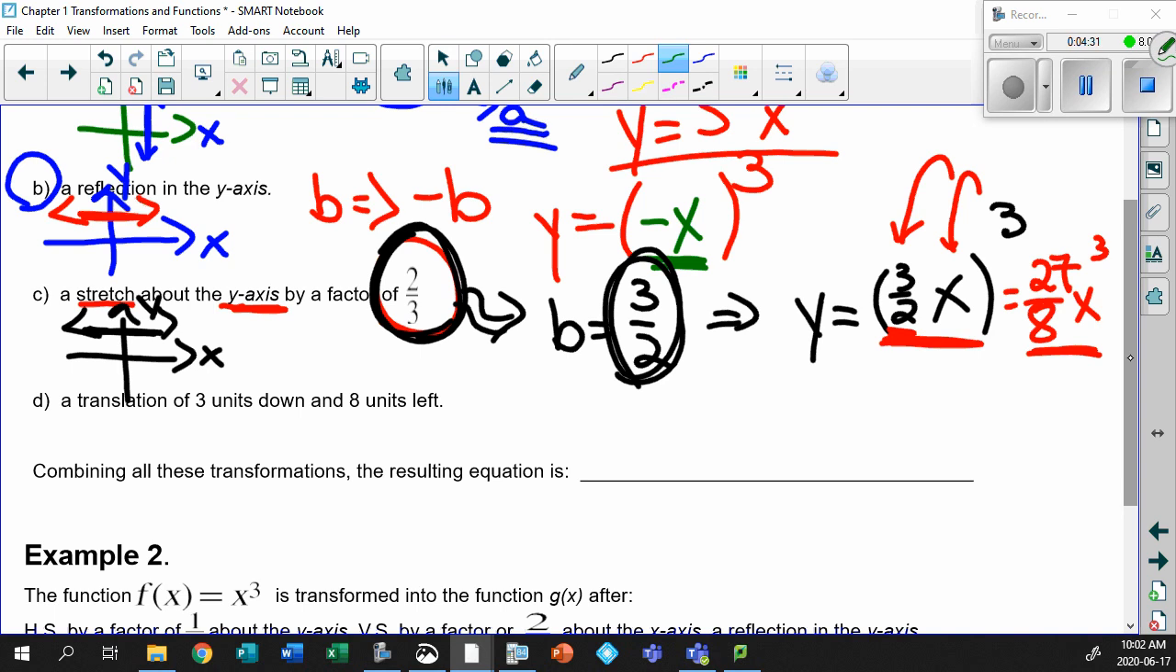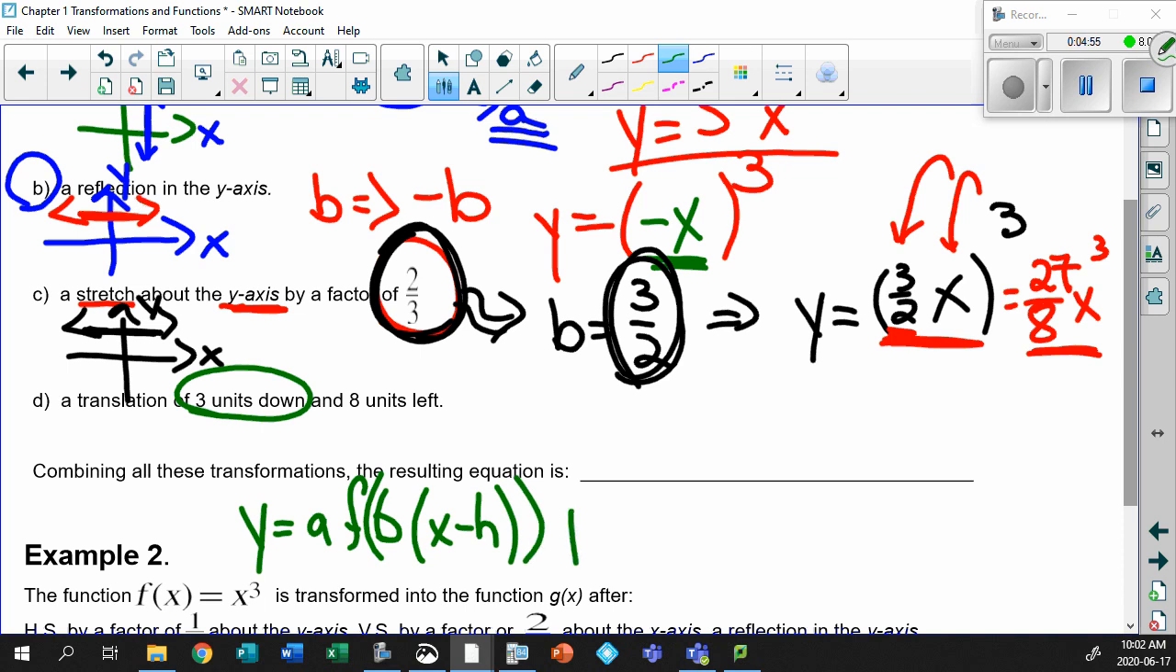Now, last but not least, here we go. This says a translation of 3 units down. Now remember, up and down is our k value. Now you're probably saying to yourself, I can't remember that. Simple. Just throw it all together. Here we go. Y equals a f of b, oops, let's put our bracket here. Oh, gosh, I did that badly. x minus h bracket plus k.